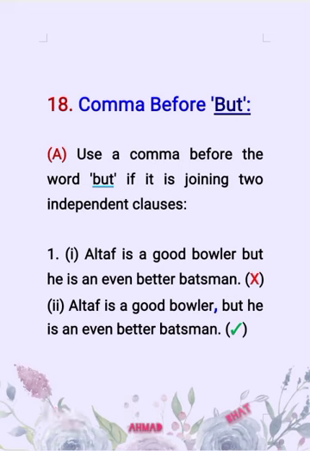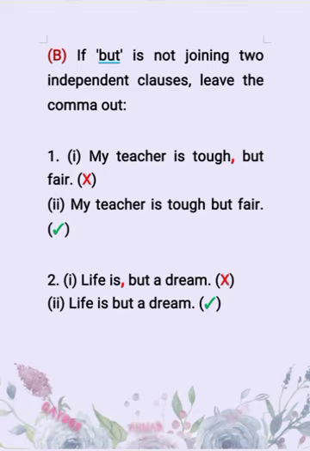Number 18, use of comma before but. Friends, we use a comma before the word but if it is joining two independent clauses. For example, Altaf is a good bowler, but he is an even better batsman. We have to use a comma after the first clause. Friends, if but is not joining two independent clauses, we leave the comma out. For example, my teacher is tough but fair, and life is but a dream. The comma is not required.